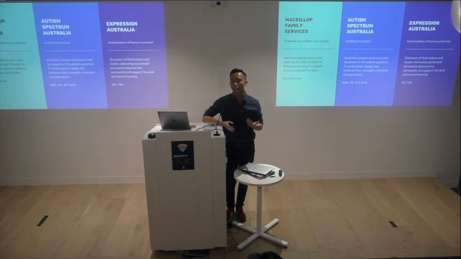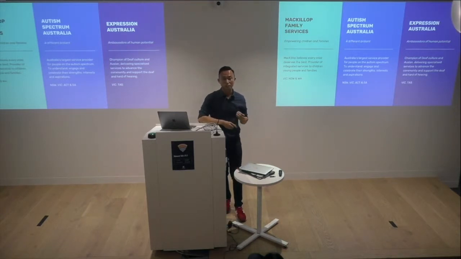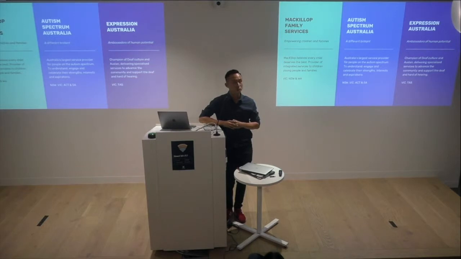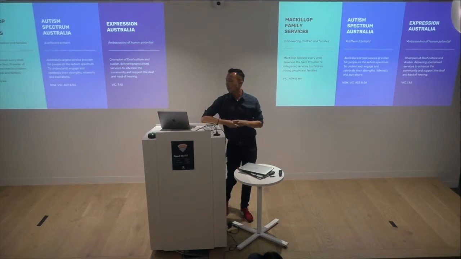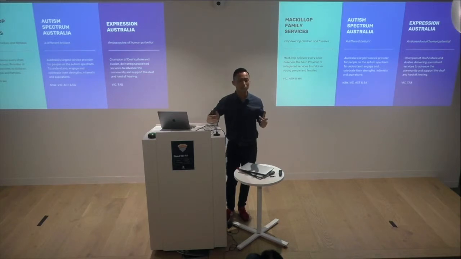And then finally, the last case study that I'll be talking about is for Expression Australia. It's still kind of early in the project, but I think they're really relevant to the topic we're talking about today. So Expression Australia used to be known as VicDeaf. So you might know VicDeaf or the Victorian Deaf Society. So that's actually their new tagline, which is Ambassadors of Human Potential. So they're champions of deaf culture and Auslan, which is a sign language. So they're delivering specialized services to what people would consider the general disability sector.